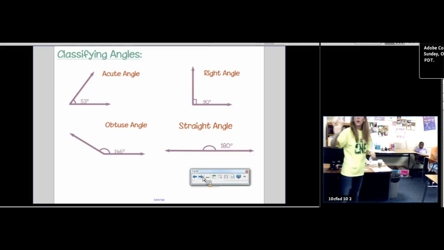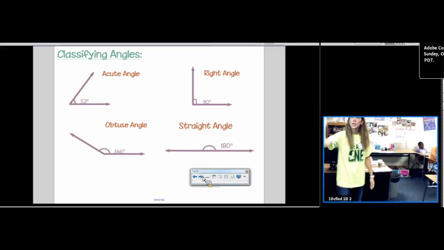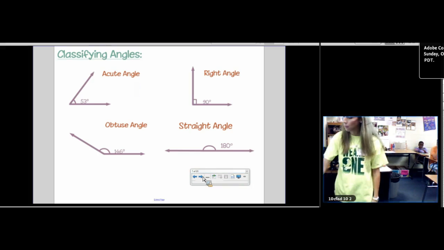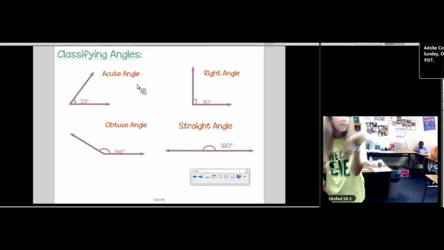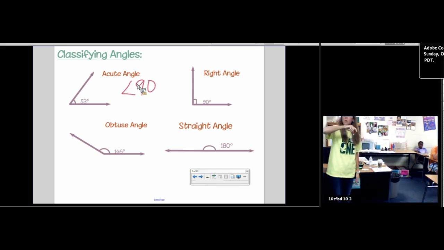All right, so these are the only words we're talking about today. There are 4 ways to classify an angle. Classify means kind of say what type it is. Acute means that it is greater than 0 but less than 90. That's a less than symbol. Okay. What about a right angle?